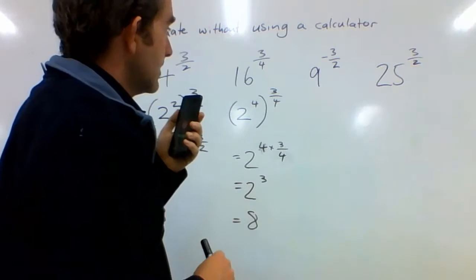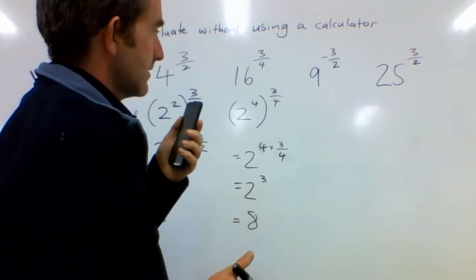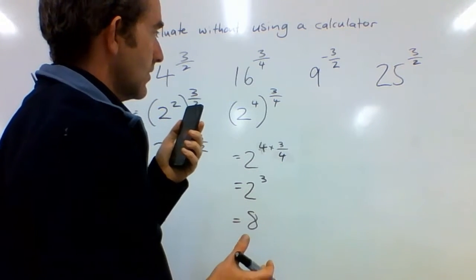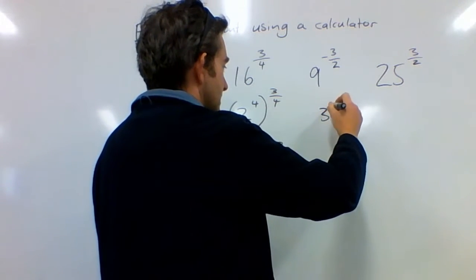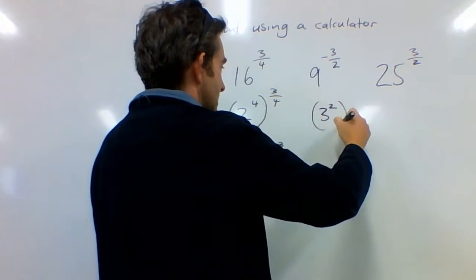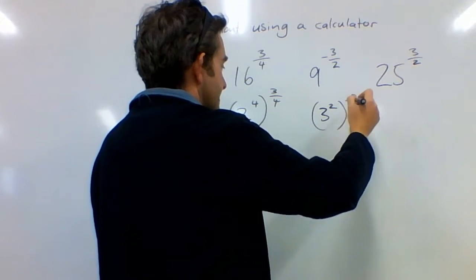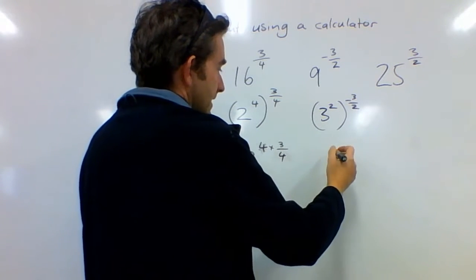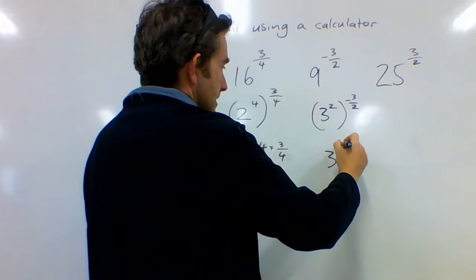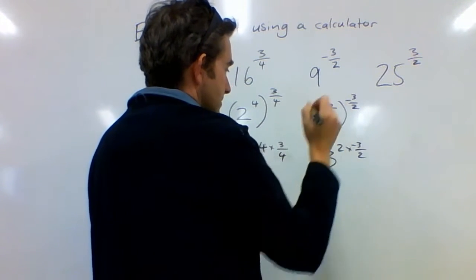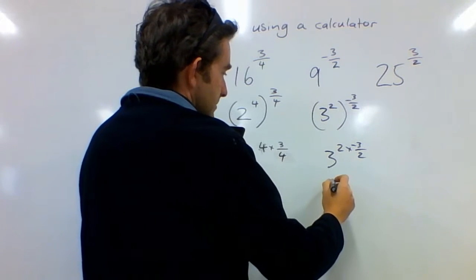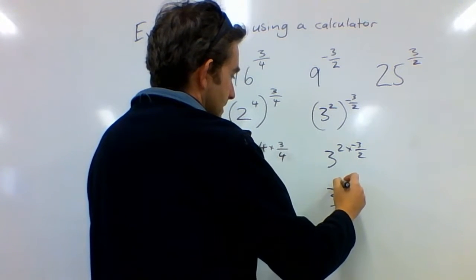Over here I've got 9. Now 9 I cannot write as a power of 2, obviously, because it's an odd number, but I do know that 9 is 3 squared. So that's 3 squared to the power of negative 3 over 2. If I multiply that, I would get 2 times negative 3 over 2. So it's going to be 3 to the power of negative 3.